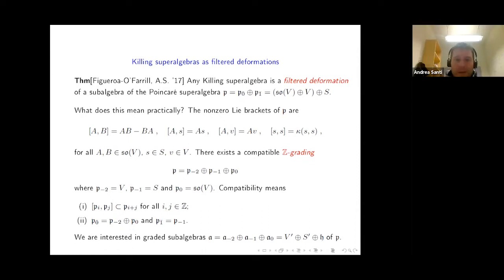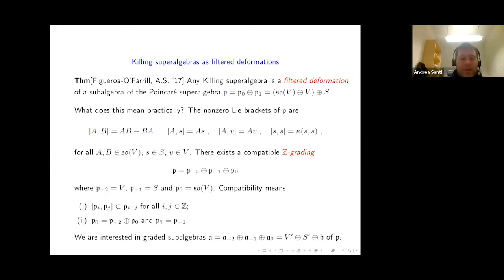I want to tell you what it means practically in our case. So remember the non-zero Lie brackets of this Poincaré superalgebra. So you have so(V) acting on V via the standard representation and on S via the spin representation. And then you can square spinors to vectors using the Dirac current. So from the brackets, it's clear that there is a compatible Z-grading that goes from -2, -1, and zero. In -2 sits V, in -1 S, and in degree zero you have so(V).